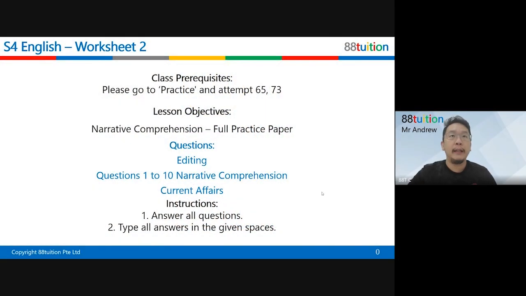The focus of today is on narrative Compre once again. We will go through a full practice paper. So you guys are Sec 4. In the past 3 years, you have already learned and covered most of the skills that you need to complete the narrative Compre paper well and get as many marks as possible.